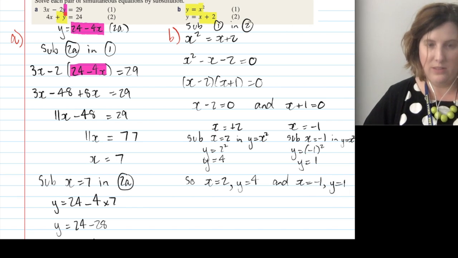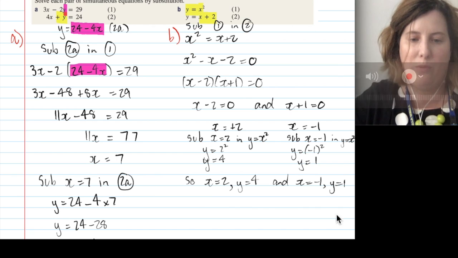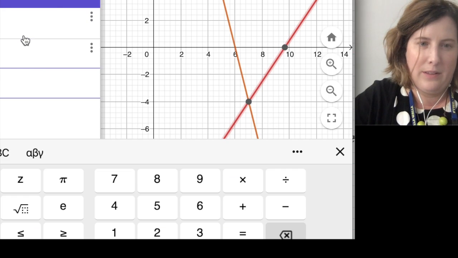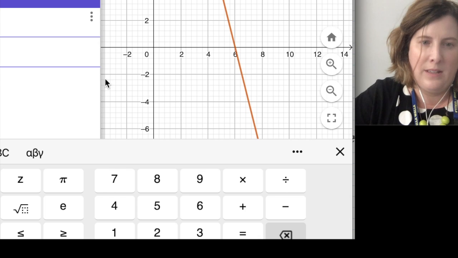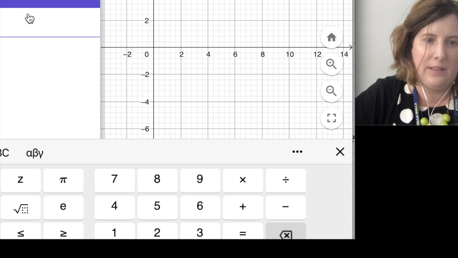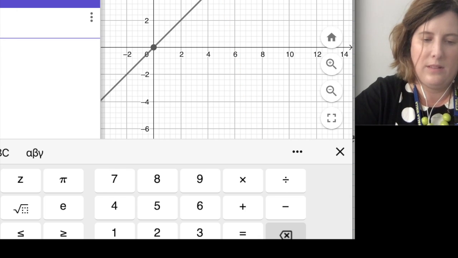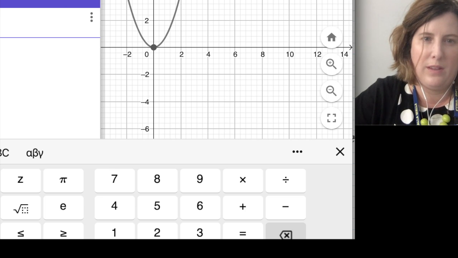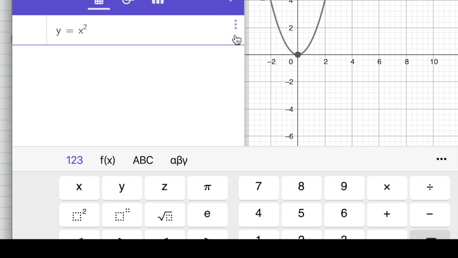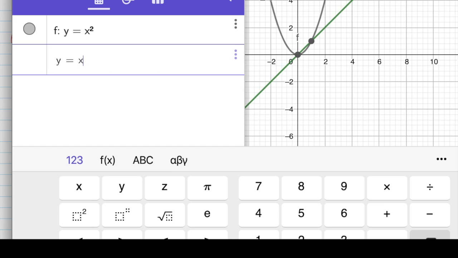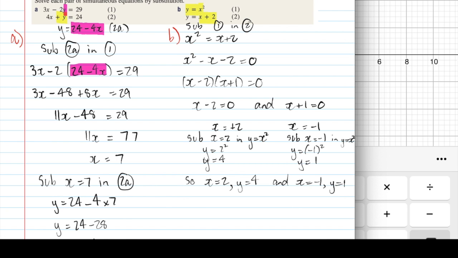Now if I graph this on GeoGebra, just to show you what it looks like, we've got y equals x squared. I'm going to delete these. Y equals x squared. Sorry, I'll move the thing so you can actually see what I put in there. And our next one is y equals x plus 2. There are two spots where they meet. First one is -1, +1. And the next one is 2, 4. Which is nice because that's actually what we got in our answer.